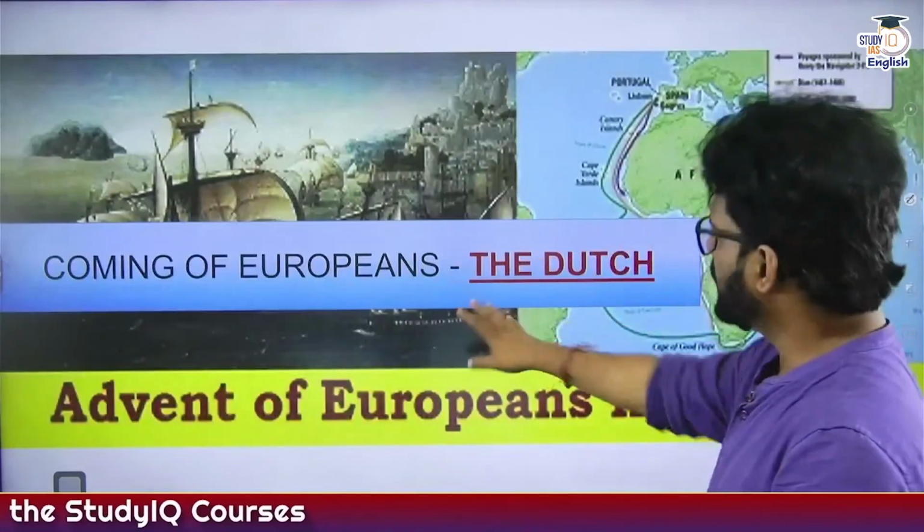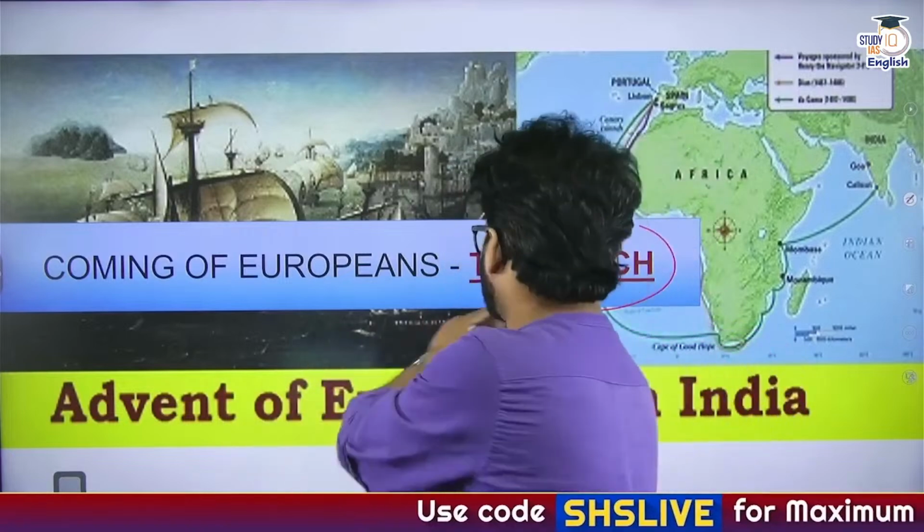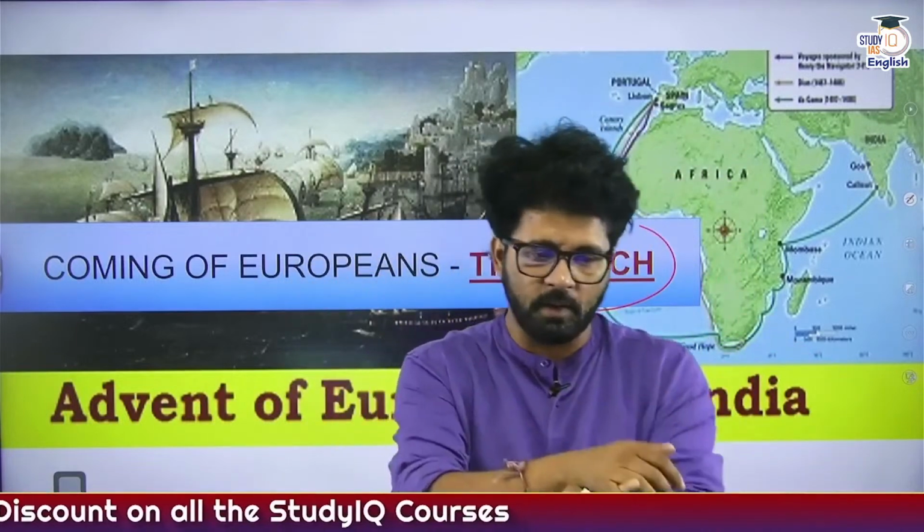Okay. Now let's talk about the Dutch people. See, Portuguese are very important, so we talked about them in detail. Dutch are not that important, with due respect to Dutch people and their Dutch EIC. But Portuguese are important. We'll not talk about all of them today. There are 5 European groups: Portuguese, Dutch, English, Danes and French.